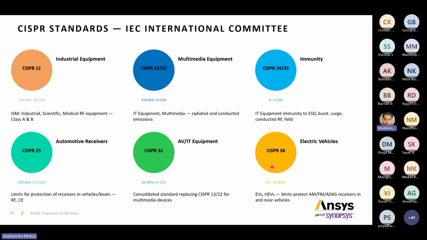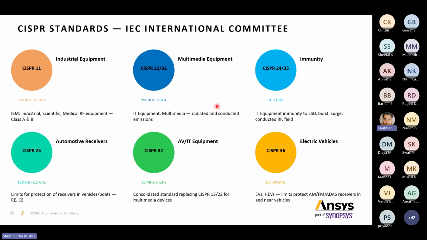Then we talk about electric vehicles, where currently EVs are all over the market. To protect that from the ADAS and receivers near devices, we can do that. Currently you have seen the automatic vehicles where automatically the vehicles are stopping and all. So to exactly evaluate that type of analysis in ADAS applications, we can do it with the help of CISPR 36. So these are the different CISPR standards.